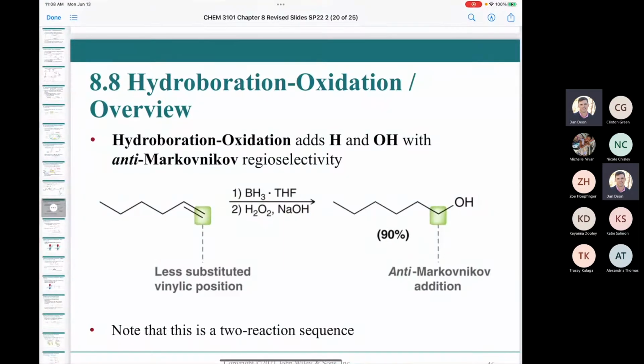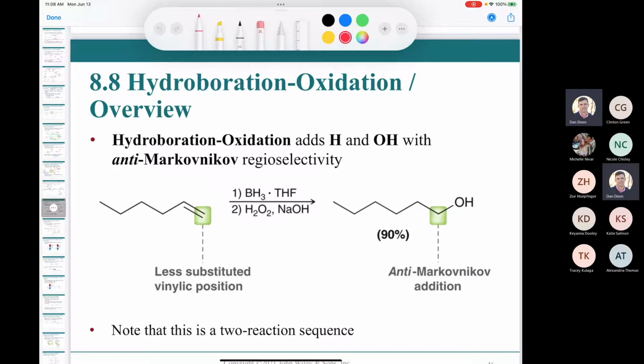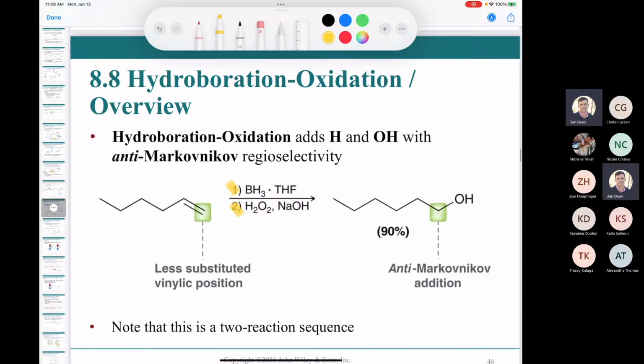All right, let's take a look at section 8.8, which deals with hydroboration-oxidation. Hydroboration-oxidation is a two-step process, shown here as step 1 and step 2. What we end up doing is adding water across a double bond with anti-Markovnikov regioselectivity. So instead of Markovnikov, where the rich get richer in hydrogens, now we have the hydroxyl going to the less substituted position. And again, take special note that this is a two-reaction sequence.